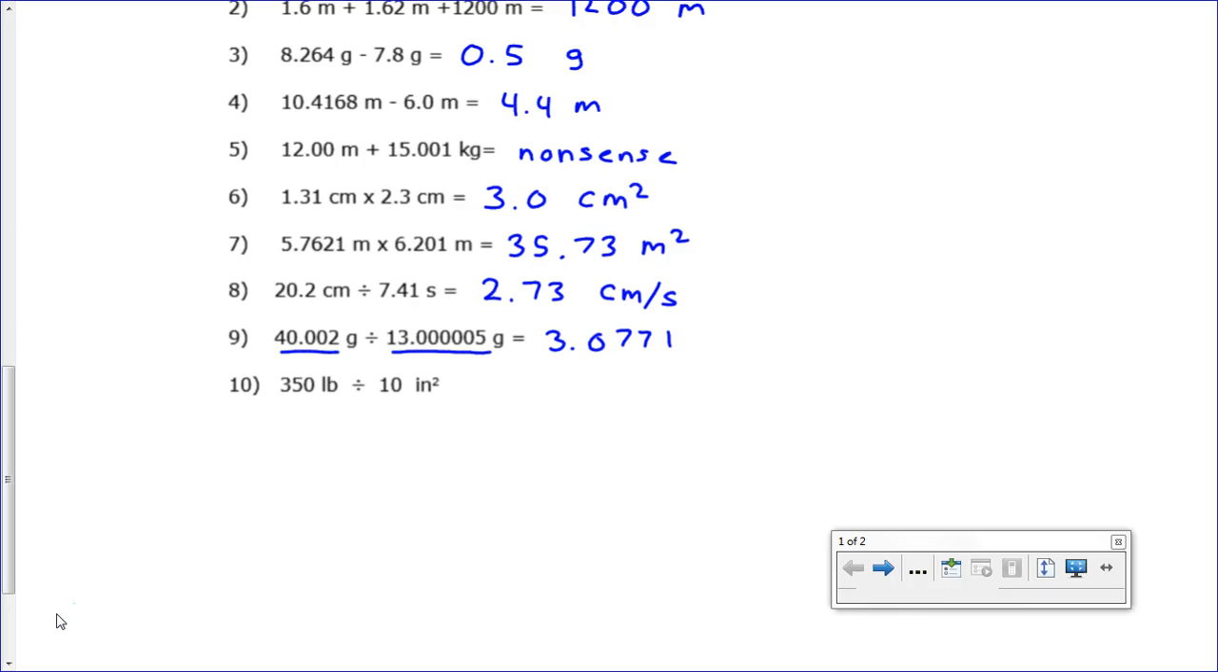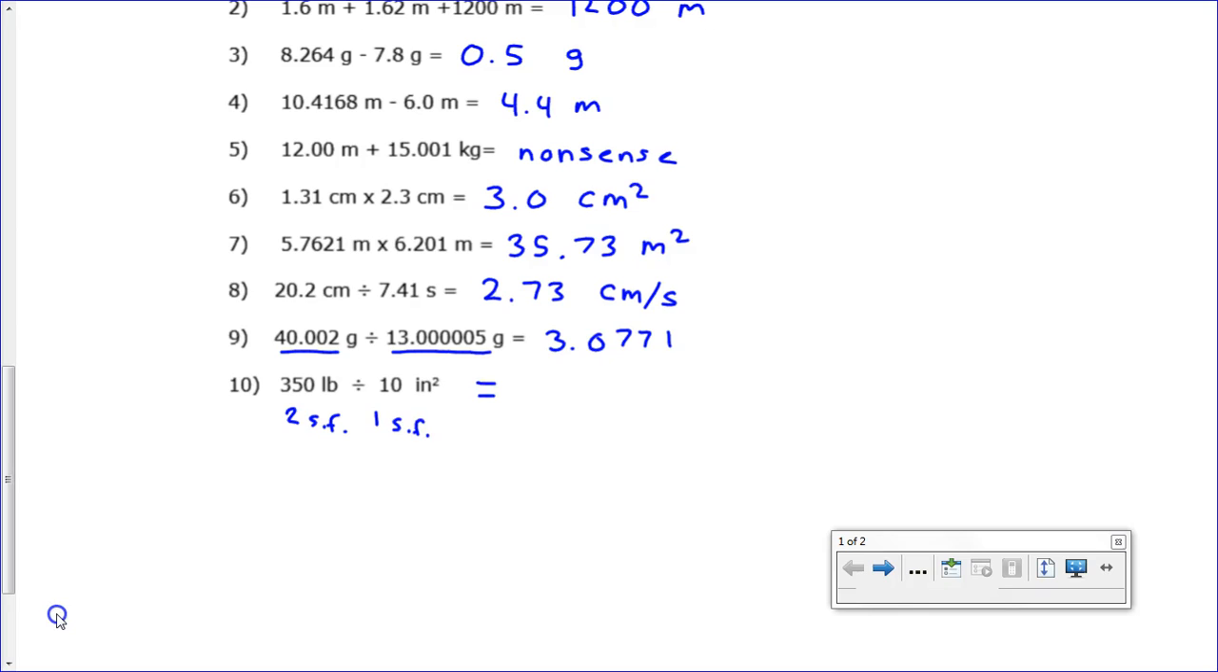Then for this last problem, we have 350 pounds divided by 10 inches squared. 350, this is a trailing zero, no decimal point, so that one doesn't count. So we have 2 sig figs on this number. All right, for 10, this is a trailing zero, no decimal point, so that one doesn't count. So we have just 1 sig fig on this number, which means our answer should have 1 sig fig.